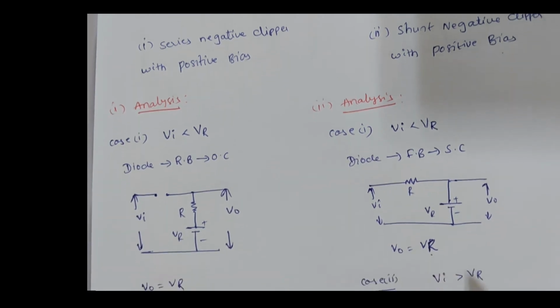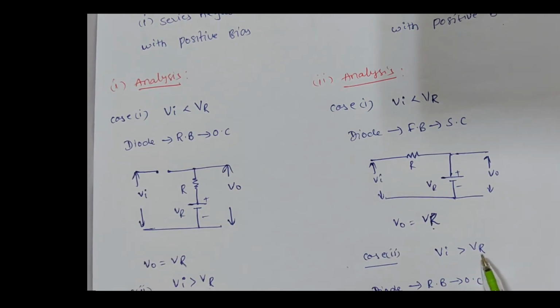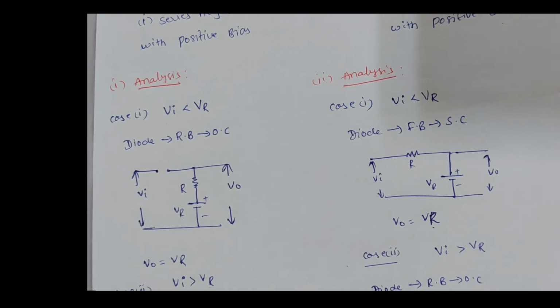And coming to case 2, when Vi is greater than VR, that means input voltage is greater than the reference voltage, then this diode is in reverse bias because cathode potential is more compared to the anode potential.